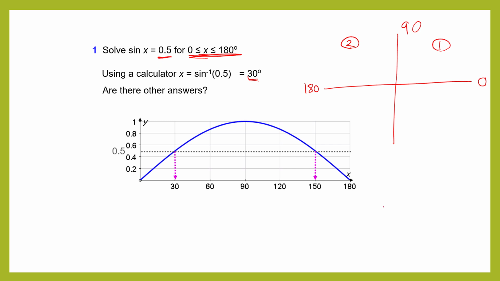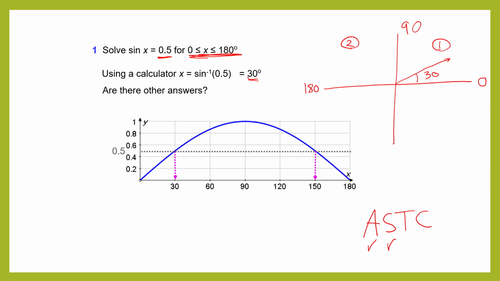So you must memorize asterisk. The sine is positive in the first and second quadrants. So you are solving in the first and second quadrants. You are trying to find the value of x in the first and second quadrant. In the first quadrant, if you do sine inverse of 0.5, you get the angle is 30 degrees, which is here.